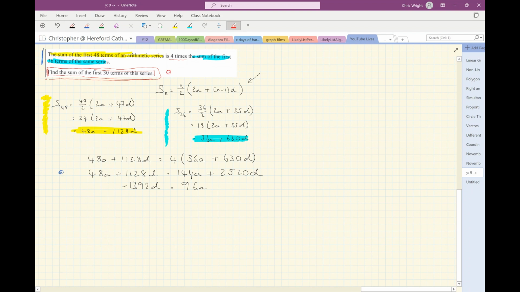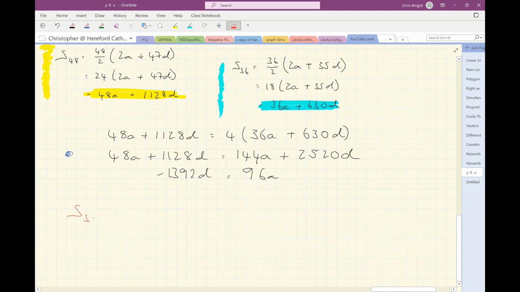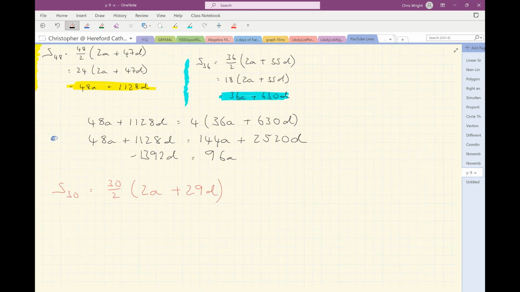Let's stop and have a look at this. We're asked to find the sum of the first 30 terms of this series. Well, the sum of the first 30 terms is 30 over 2 multiplied by 2a plus 29d. I still don't know what a and d are. But look at this. Take this equation and work out a in terms of d. Divide both sides by 96. Minus 1392 divided by 96, I beg your pardon, 1392 divided by 96 gives me minus 14.5d. So a is equal to minus 14.5d.